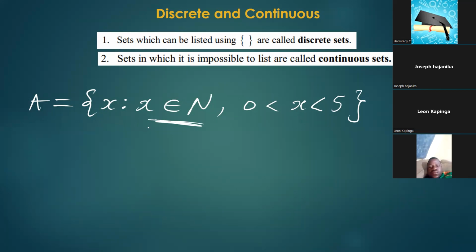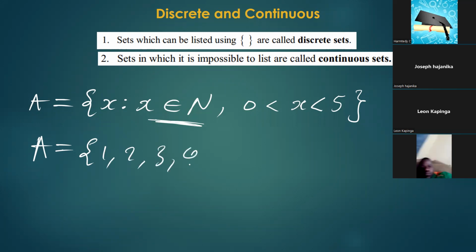So we can list this set. This is going to be 1, 2, 3, 4. We're going to end there, since these are natural numbers between 0 and 5. This is called a discrete set because we are able to list the elements.